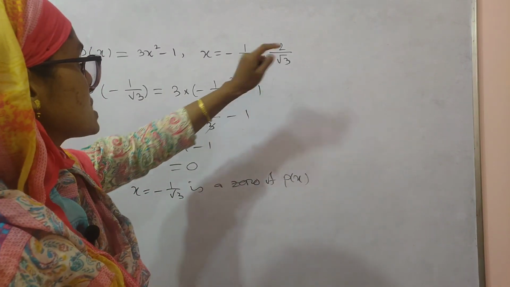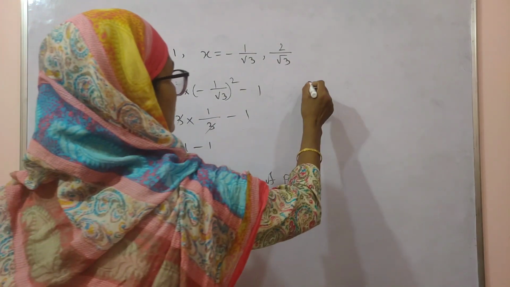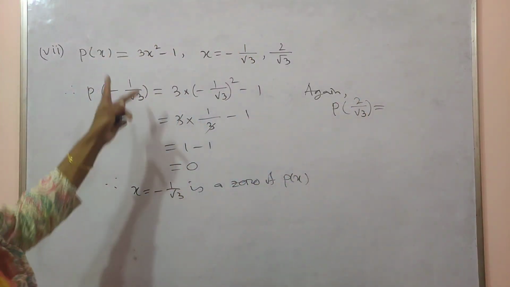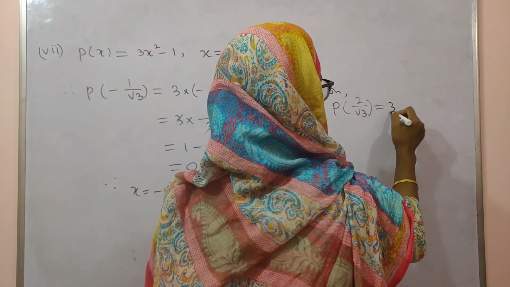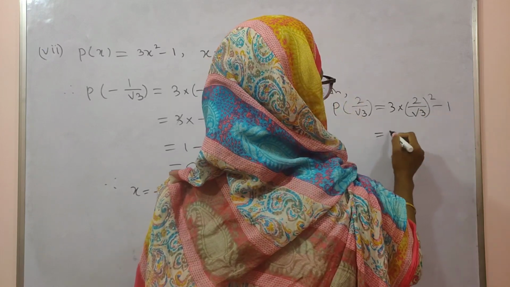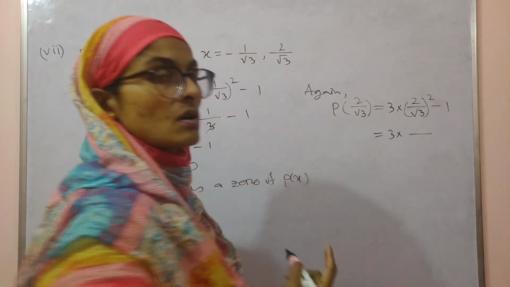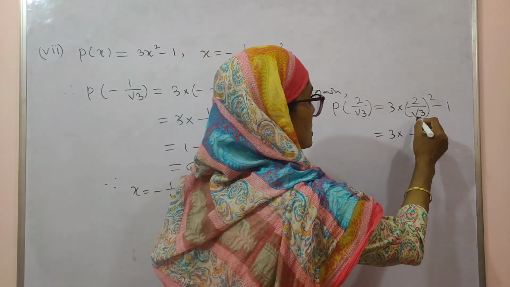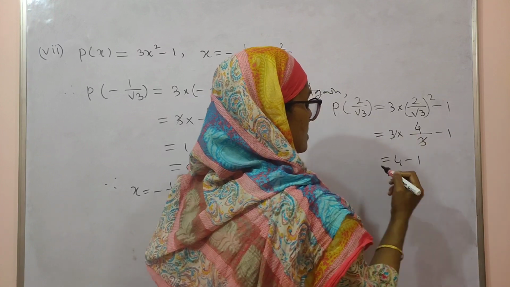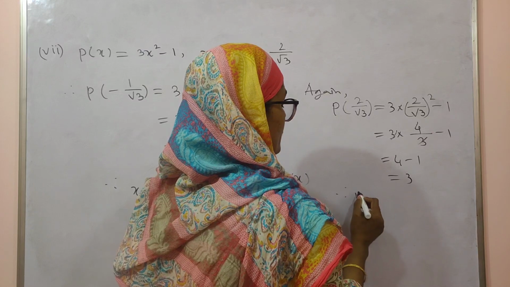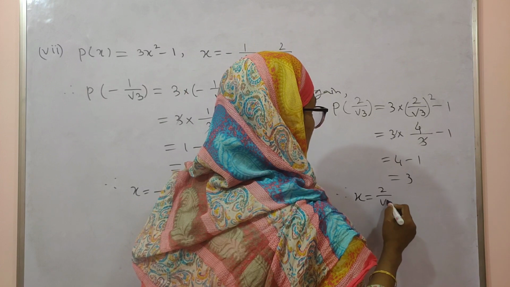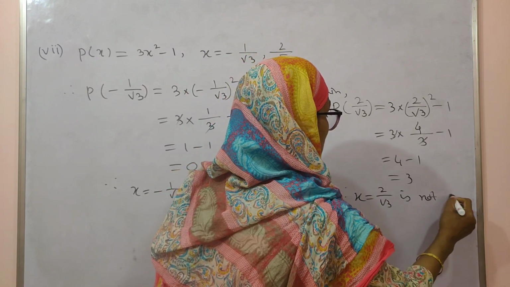Again check for x equal to 2 by root 3. Again, p of 2 by root 3 equal to 3 into 2 by root 3 whole square minus 1. 3 into 2 square means 4, root 3 square means 3. 3 cancel, you will get 4 minus 1, 3. Therefore, x equal to 2 by root 3 is not a 0 of p of x.